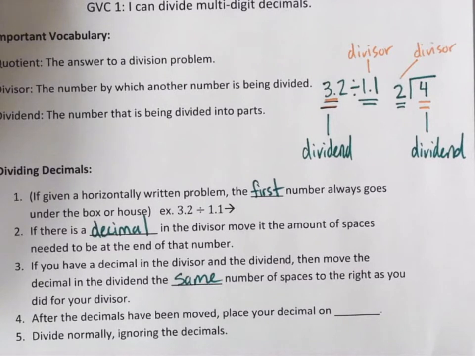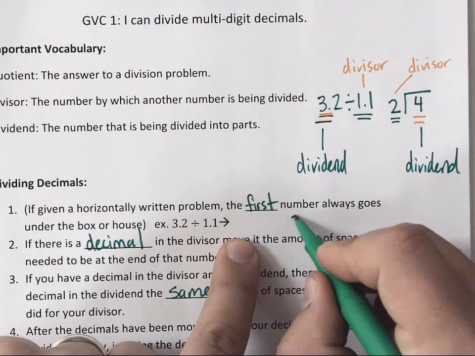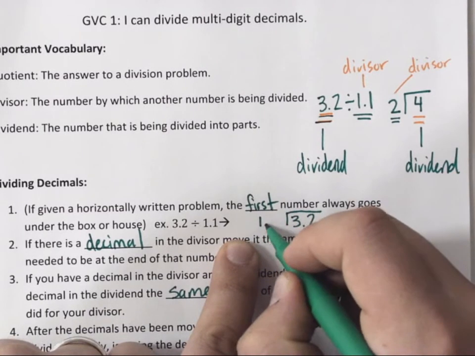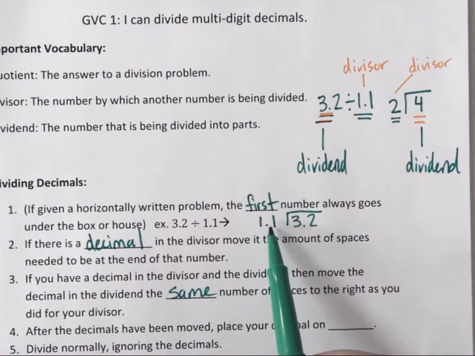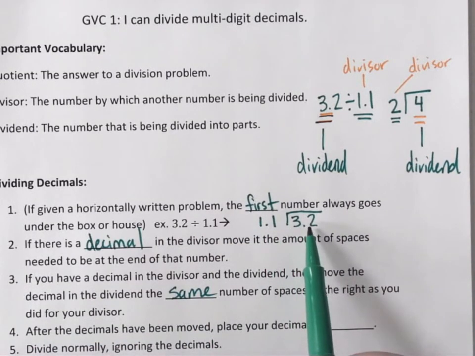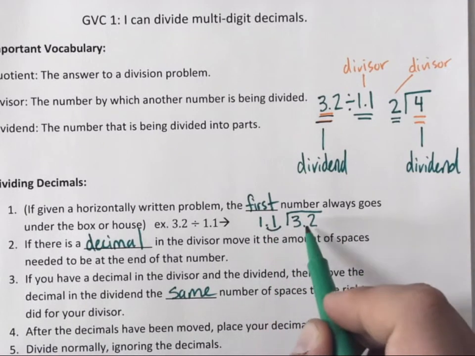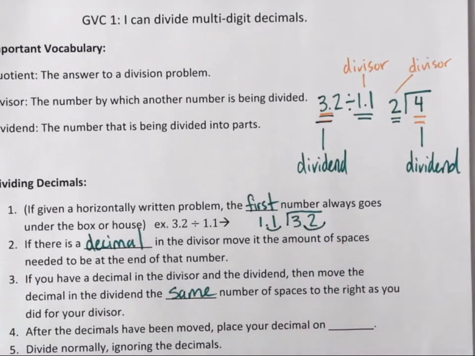So let's take a look. If we had, for example, 3.2 divided by 1.1, we have a decimal in our divisor and in our dividend. So if I move the decimal in my divisor, I also have to move the decimal the same number of spaces in my dividend, is what that means. So that is step number 3.